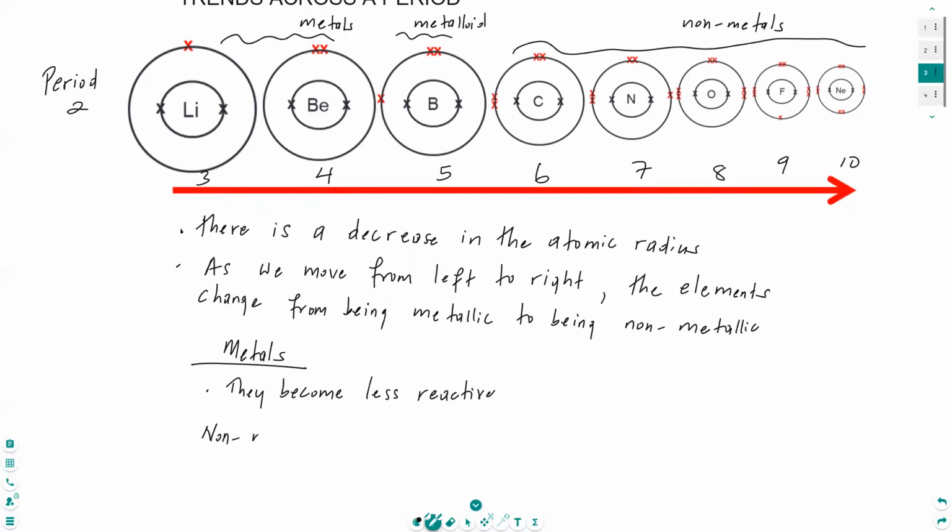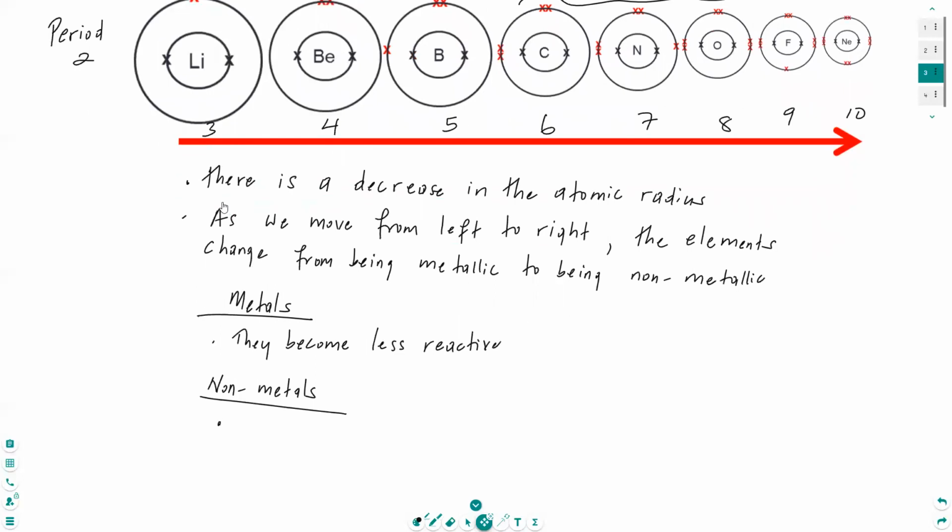But if we look at what's happening with the non-metals now, they become more reactive. So fluorine is more reactive than oxygen. Oxygen is more reactive than nitrogen. Nitrogen is more reactive than carbon. And why are they becoming more reactive as non-metals? All right, that's because they have less electrons to gain. So strange things are happening as you go across the period. So the metals become less reactive, the non-metals become more reactive, right?